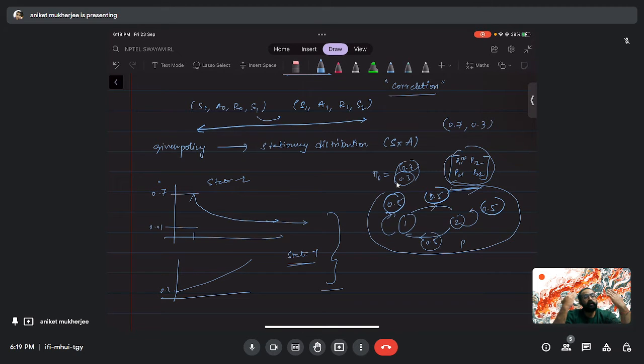So an MDP doesn't directly become a Markov chain. You need a policy. It's not just that the MDP has a stationary distribution, but you could choose a policy randomly. You could choose that, okay, I want to start with some policy where I want to sample. That policy could give you a very bad stationary distribution.